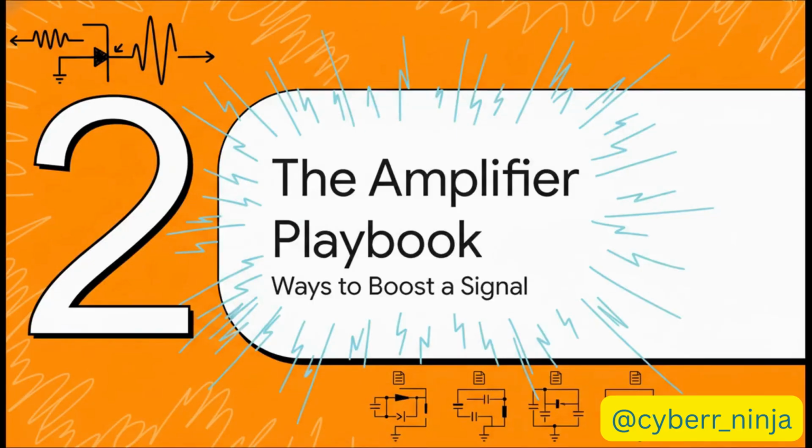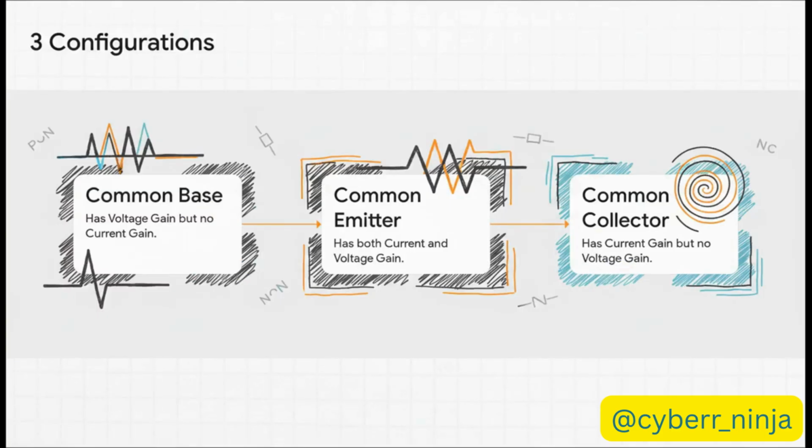So, what can we do with this thing? Well, its first superpower is amplification. And get this, depending on how you wire it up, you get totally different results. It's like having a playbook with three very different strategies for boosting a signal. So here are our three plays. First up, you've got common base. This one gives you a big voltage boost, but no extra current. Then you have the common emitter. This is your all-arounder. It gives you a bit of both. And finally, common collector, which juices up the current but leaves the voltage alone. Each one is a specialized tool for a very specific job.